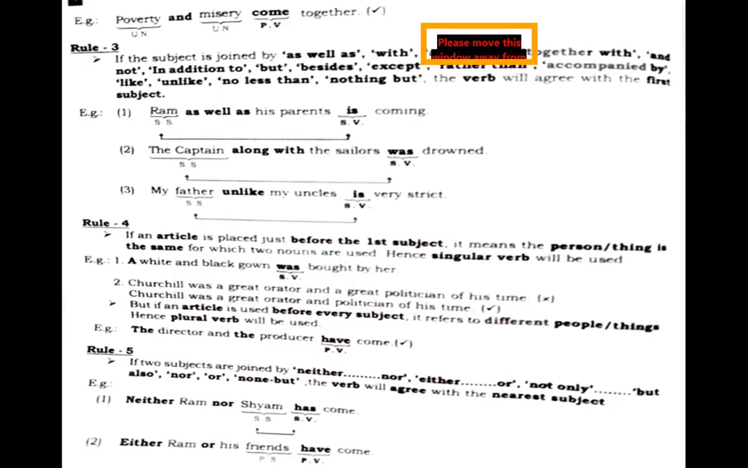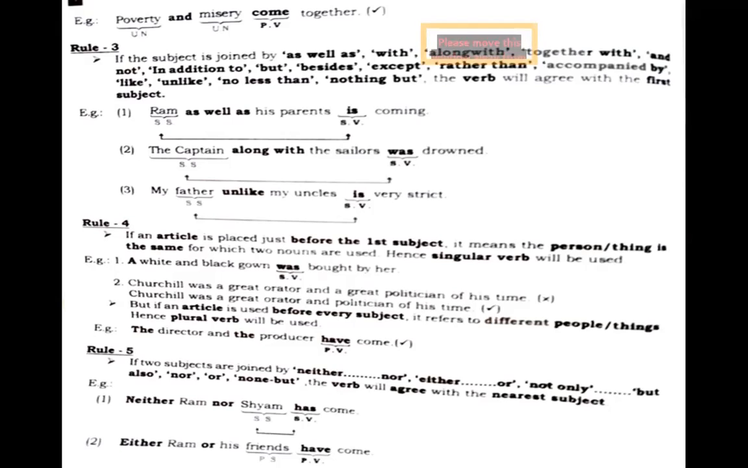My father, unlike my uncle. Unlike is just joining two subjects, my father as well as my uncle. So the verb will agree with the first subject of the sentence: is. That doesn't mean you'll use the plural verb because two subjects are there, or apply the second because that is also plural, my uncles. You need to be a bit careful that we just need to be in favor of the first subject of the sentence. According to that, the verb will be applied in the sentence, right?